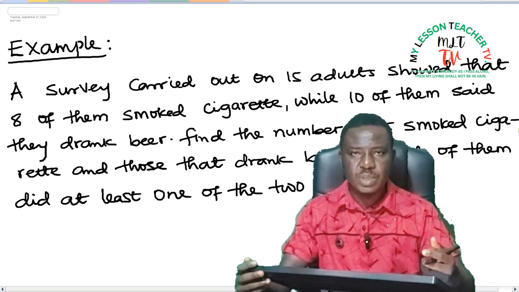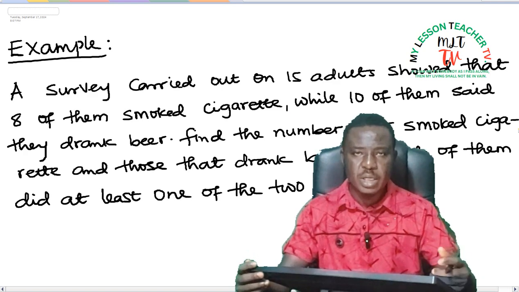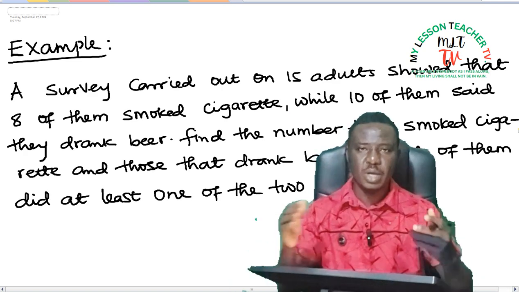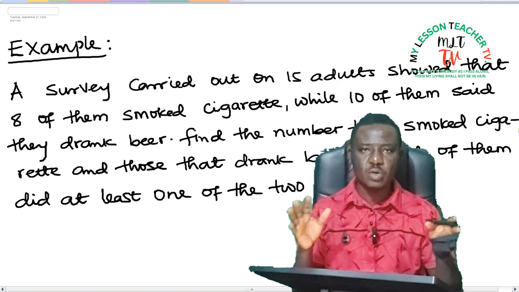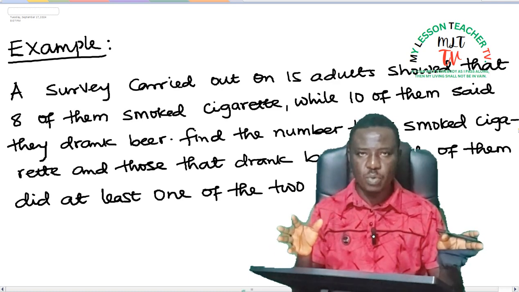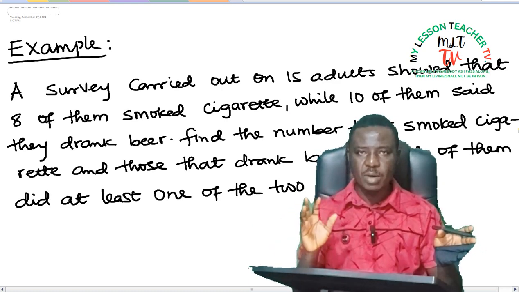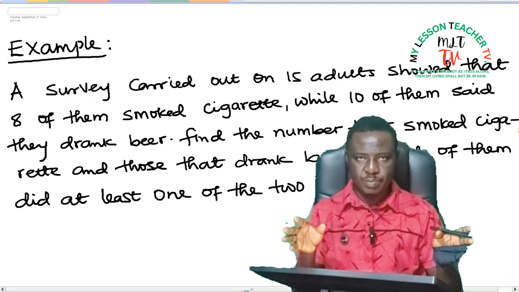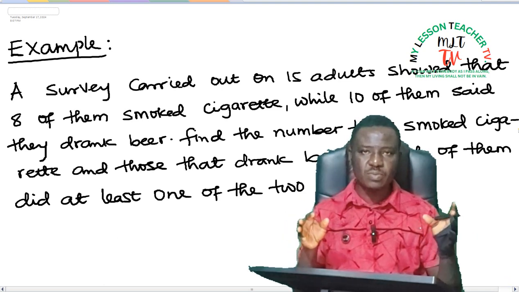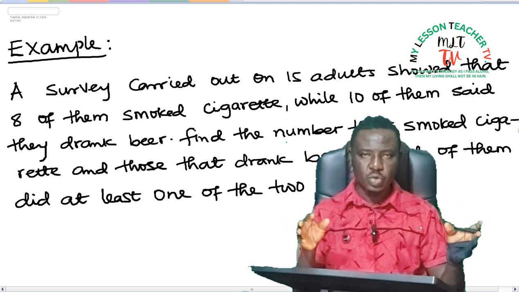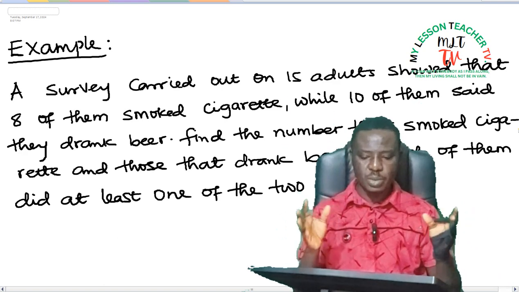Now, this is said to be a two subset problem. It is said to be a two subset problem because we are considering two sets of people or two categories of people. The first category talks about those that drank beer and the other those that smoked cigarettes. So this is said to be a two subset problem.